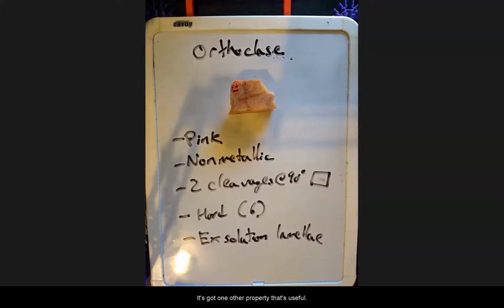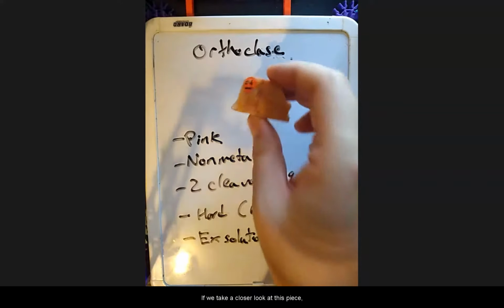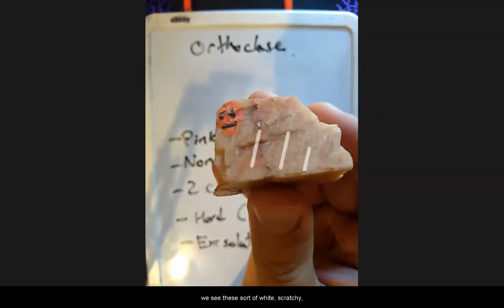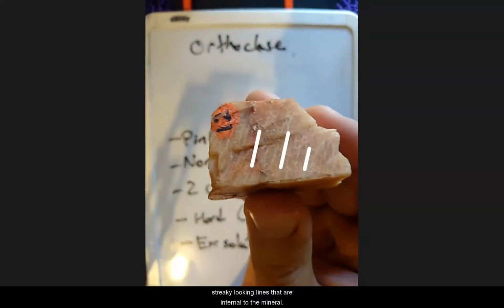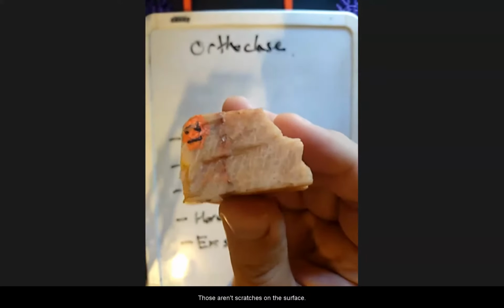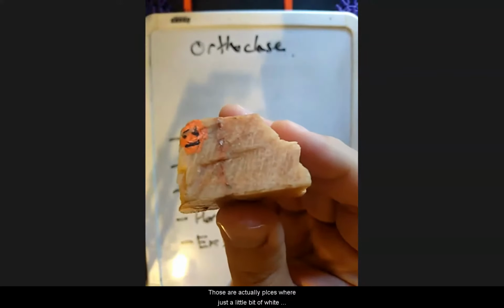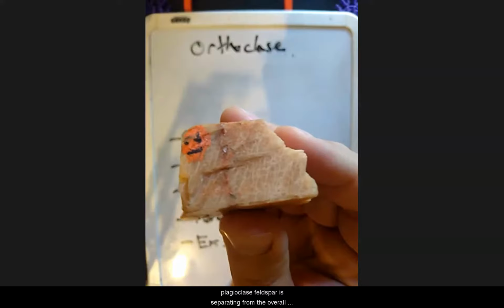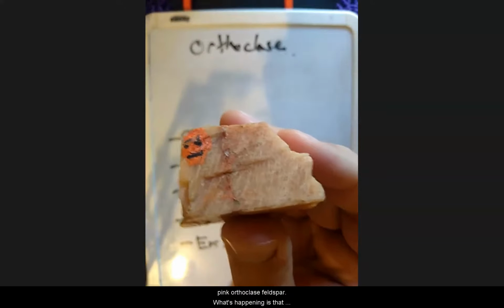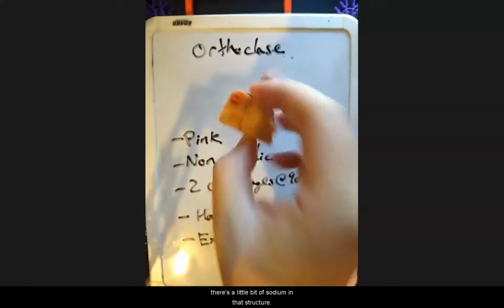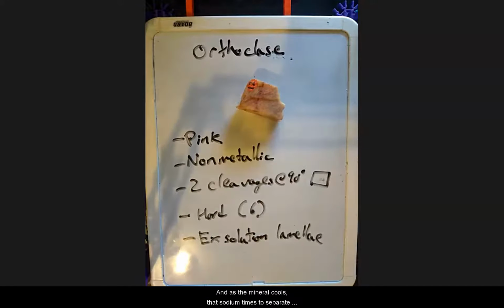It's got one other property that's useful. It's these things called exsolution lamellae. So if we take a closer look at this piece, we see these sort of white, scratchy, streaky looking lines that are internal to the mineral. Those aren't scratches on the surface. Those are actually places where just a little bit of white plagioclase feldspar is separating from the overall pink orthoclase feldspar. What's happening is that there's a little bit of sodium in that structure, and as the mineral cools, that sodium tends to separate out into a different mineral phase, leaving just small pieces oriented in the direction that you see of plagioclase mixed into the orthoclase.